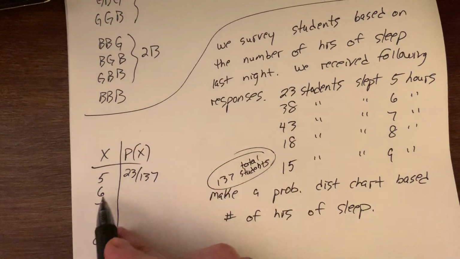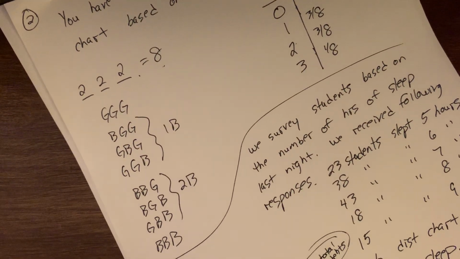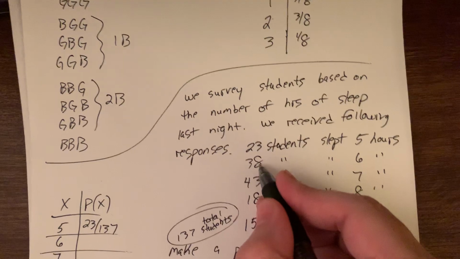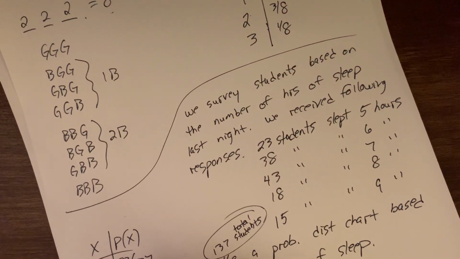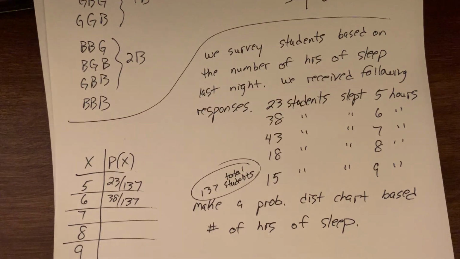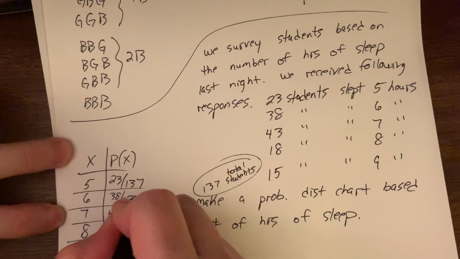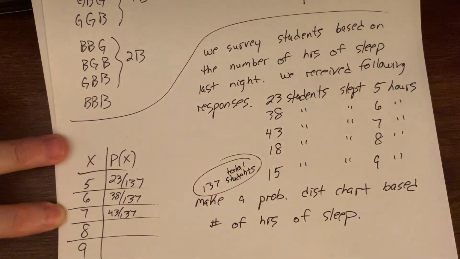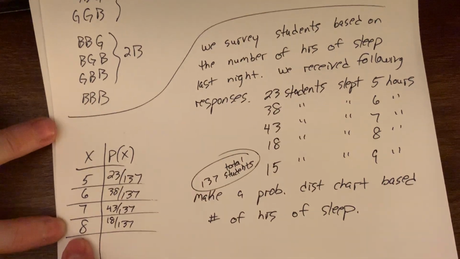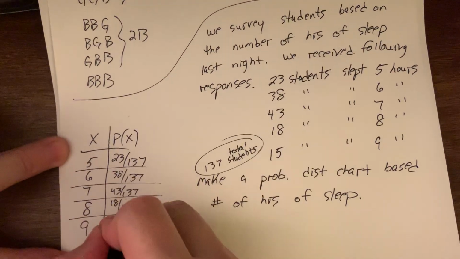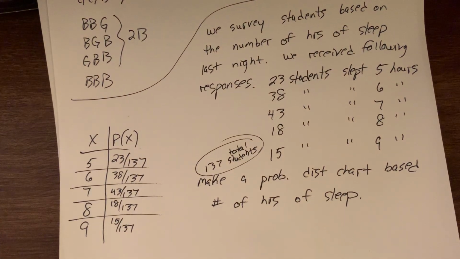Let's keep going. What's the probability you slept 6 hours last night? Well, 38 people slept 6 hours out of the 137. So 38 out of 137 is that probability. And we just keep going. So 43 out of 137 is the probability you sleep 7 hours. 18 out of 137, probability you sleep 8. 15 out of 137 is the probability you sleep 9.